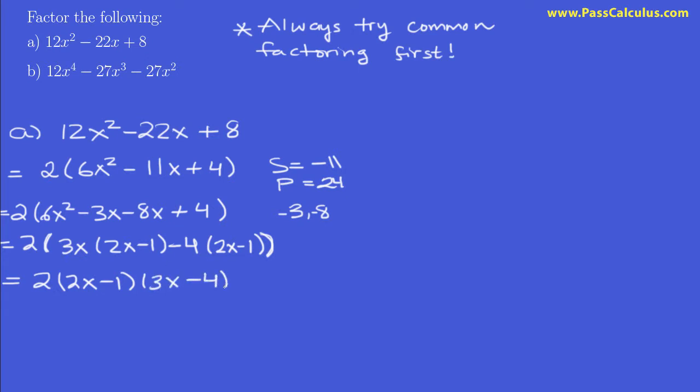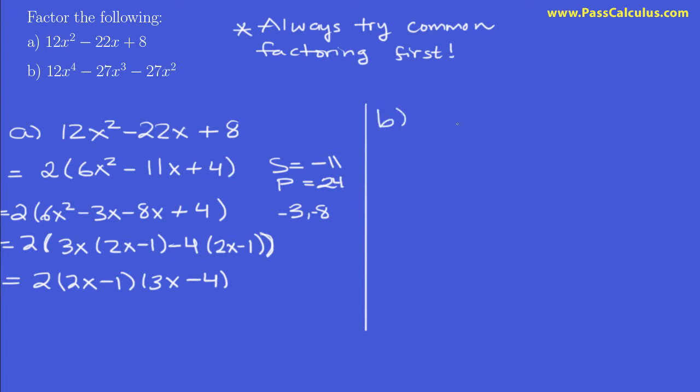So we could have tried to factor it right from the beginning, but the numbers were big, and we would have a factor of 2 that we could have pulled out anyways. So it's best to always pull out your common factor at the start. And that's a piece of advice for any type of factoring. Don't try any technique of factoring until you've tried to pull out a common factor. So let's take a look at B now.